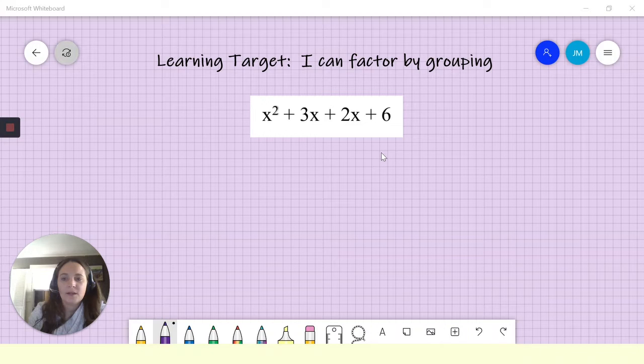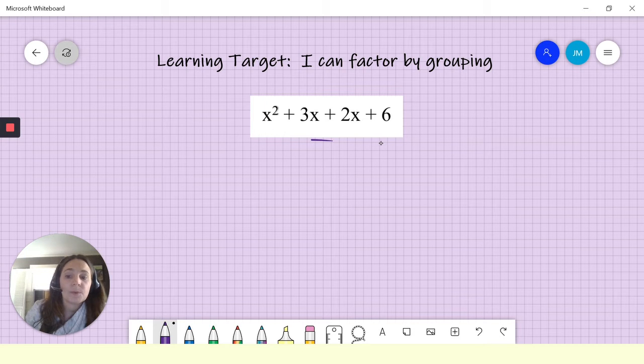Okay, today our learning target is I can factor by grouping. So if you feel pretty good about factoring by the greatest common factor, then this shouldn't be too big of a jump for us, okay? So when we factor by grouping, we see this has four terms, and there's no common factor amongst all four terms, okay? So they don't all share a number, they don't all share an x.